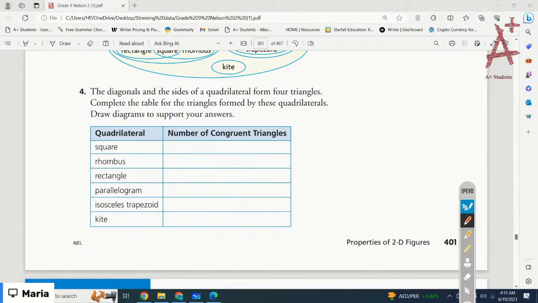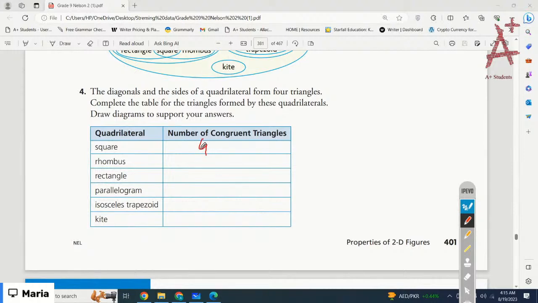You have to see how many congruent triangles a square has. A square is a figure that has two pairs of parallel sides and all angles are 90 degrees. The diagonals are equal and form 90-degree angles. So that means you have four triangles, right?